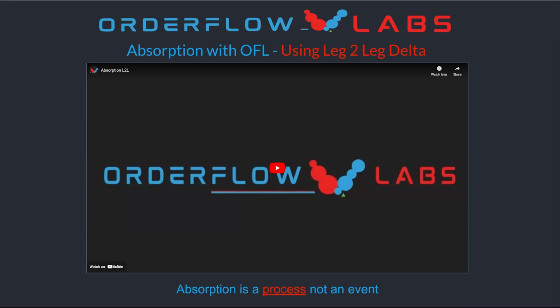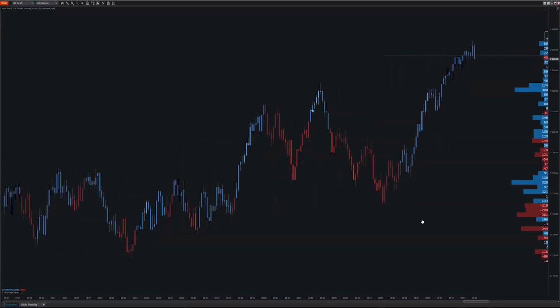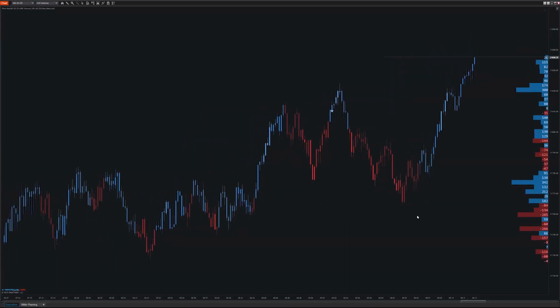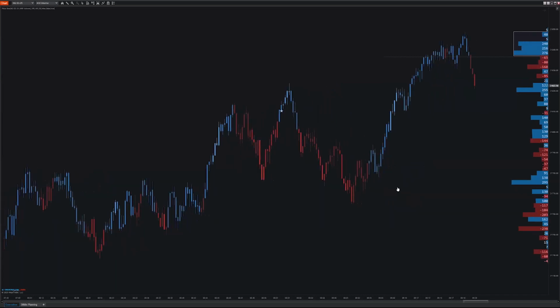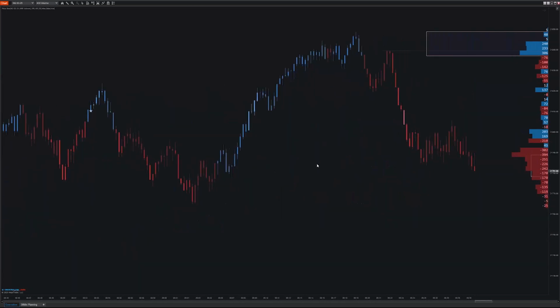And I'm going to pull up a chart here and we'll look at today's activity. I do have one of our other studies on here, Delta Map, along with the leg to leg profile. I have this set to visible bars so that we can see what that study is doing and how that's working. So here's an example right here from this morning.